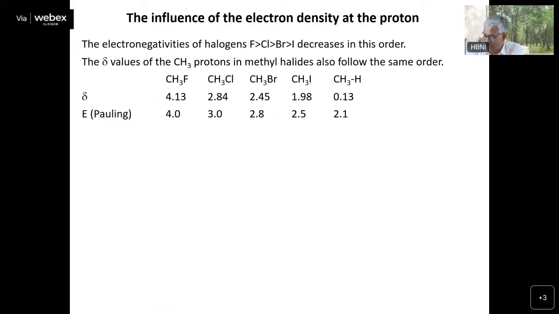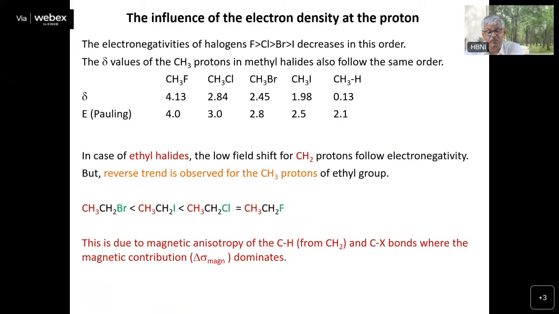Okay. Now, in case of ethyl halides, we have added one more CH3 group. Instead of CH3F, we are putting CH3CH2F. Now, what you will see is that in ethyl halides, the chemical shift of the CH2 group follows the electronegativity. Depending on the electronegativity, you can correlate the chemical shift.